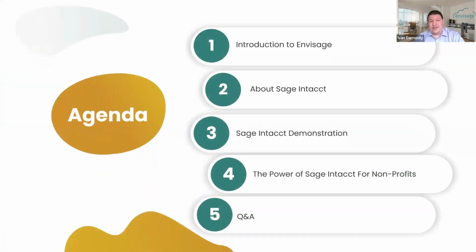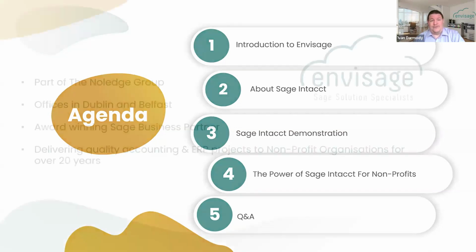So in terms of the agenda, we're going to be doing a little bit of an introduction to ourselves, who we are as a company, then an overview of the product itself, very high level. Obviously, I don't want to steal any thunder or limelight from Kyle in his presentation. We'll go into the demonstration. We'll then cover off some of the more specific areas around not-for-profits and Sage Intacct and how it can work. And as I said, we will have a Q&A at the end. So again, feel free to drop any questions you may have into the box below.